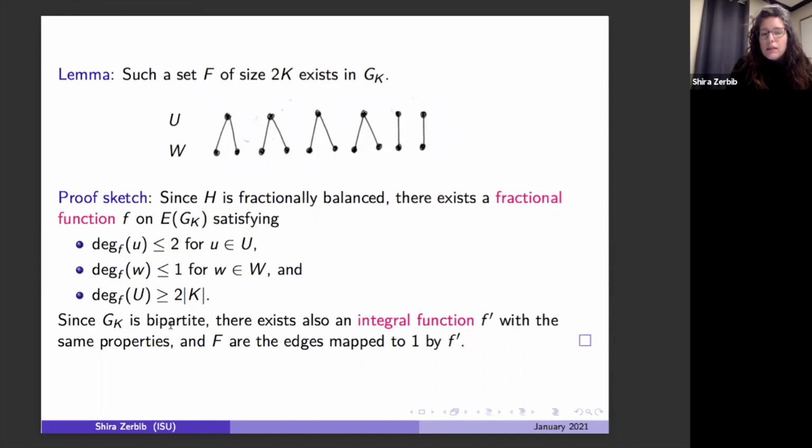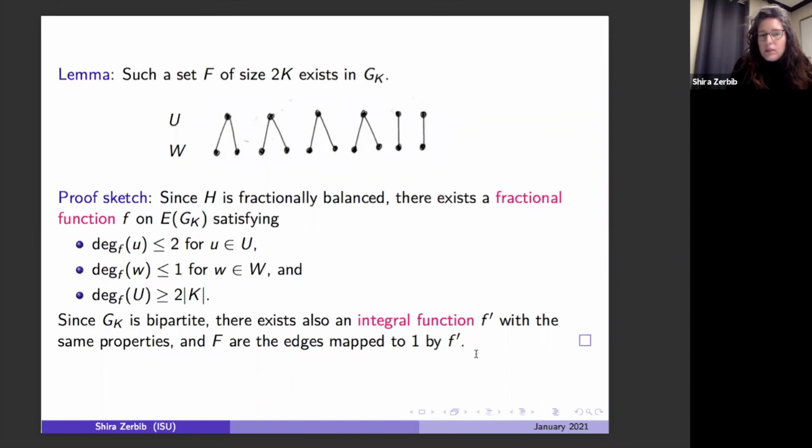But now we use the fact that G_k is bipartite. And since it is bipartite and there is such a fractional function, there is also an integral function that satisfies the same thing. And such an integral function gives a set F like that, where F is exactly the edges that are mapped to 1 by F prime, by this integral function.